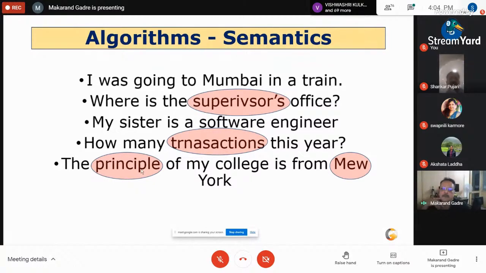Now, can you let the computer do this? If I ask this question to a computer, where is the supervisor's office? Will it figure out that the question actually is not the misspelled word, it's supervisor, and give me the correct answer? Now, what's the algorithm here? Think about an algorithm. How will you fix this?